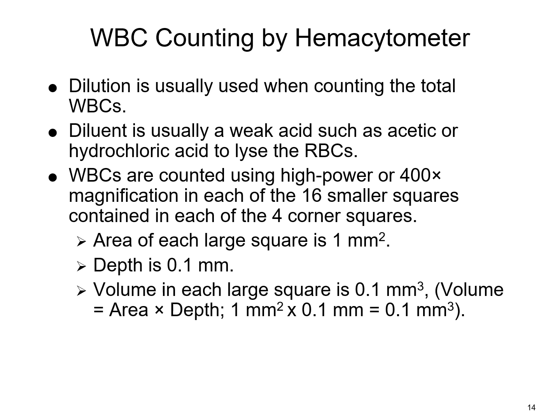How we get that is the area times the depth. The area of the square itself is 1 square millimeter, and the depth from that chamber to that cover slip is 0.1. Once we plug that in, that gives us the 0.1 millimeters cubed.